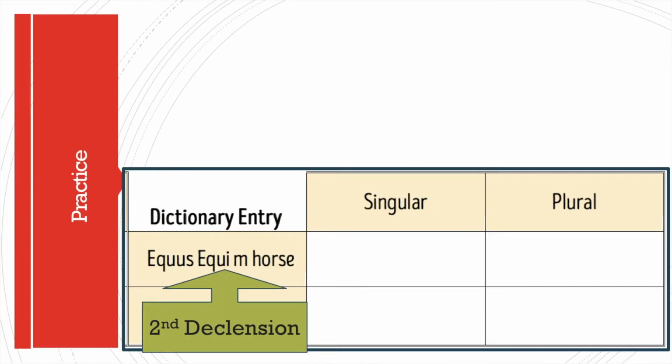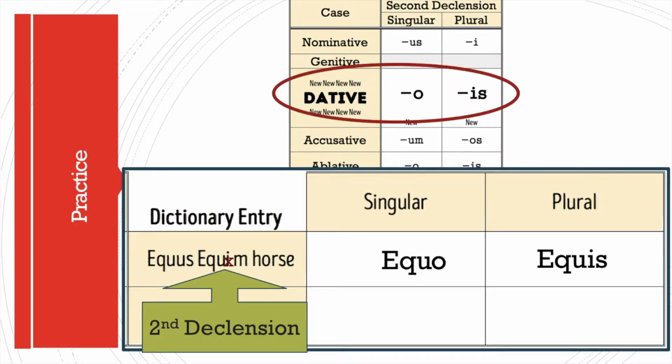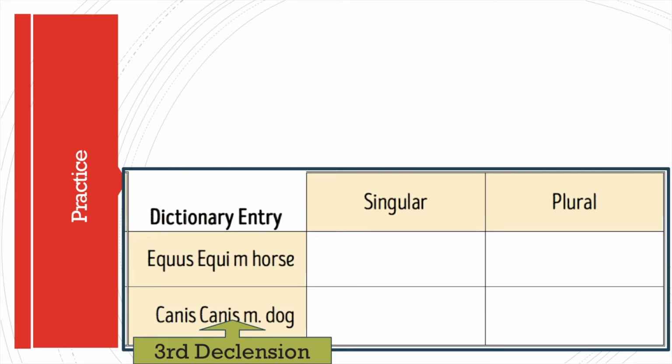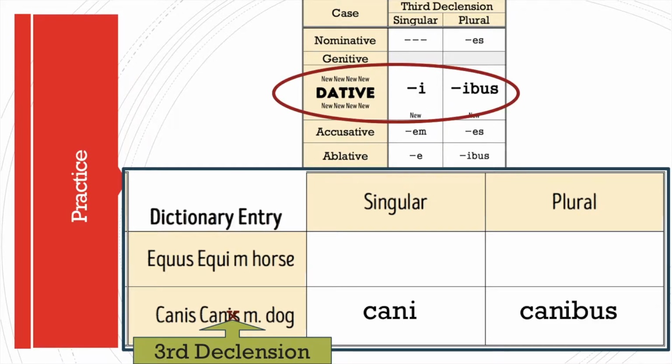So equus, equi, I know a second declension because of that I, drop the I, get my stem equ, and then I add my second declension dative singular, which is O, and then in the plural, it's IS, so it's equis. And then here's another third declension one because that IS, drop the IS, I get can, and then I add an I to the dative, or to the singular, and then ibus to the plural, canibus.